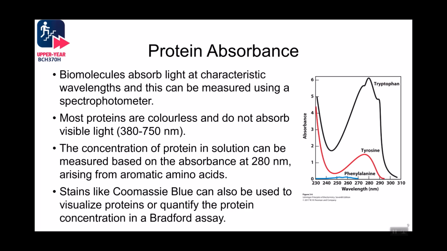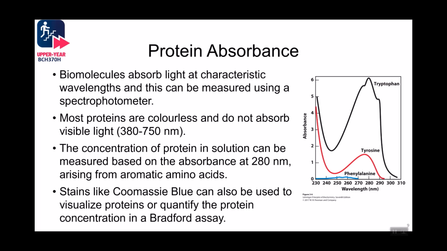You can also use stains like Coomassie blue to permanently stain and detect your protein coming off the column, and there are experiments like a Bradford assay that'll quantify how much protein is present or the concentration of total protein.